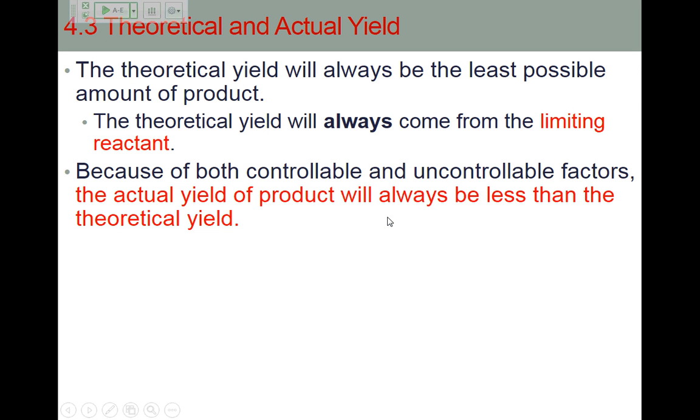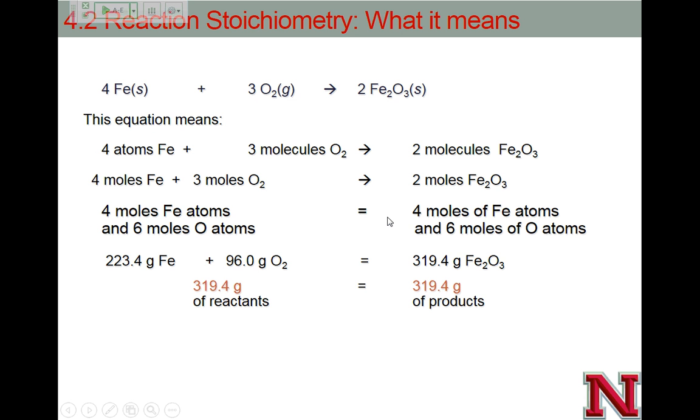So we started talking about theoretical yield. And we know that the theoretical yield comes from our limiting reactant, because once that's gone, we can't have any more reaction. So if our reactants are exactly set up perfect, we might not have a limiting reactant. For example, if we started with this one, we predict 319.4 grams of our product. If we started with this number, we'd also predict 319.4 grams of our product.